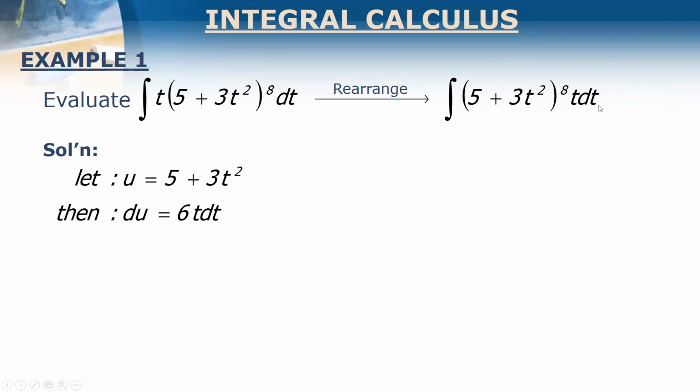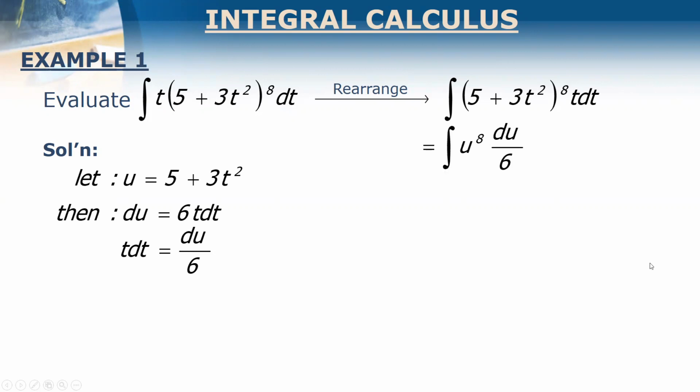Itapad na to ang TDT. Okay. So, ang 5 plus 3t squared, i-replace na to sa u. And then TDT, i-replace natin by du over 6. Natin. TDT is du over 6. So, ato ni ipang-substitute dito.